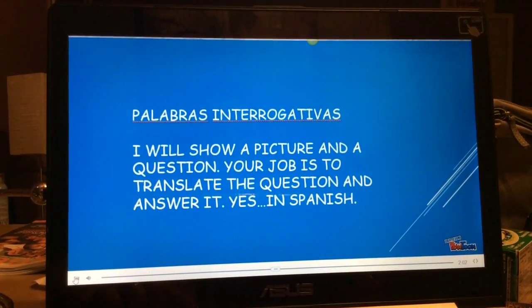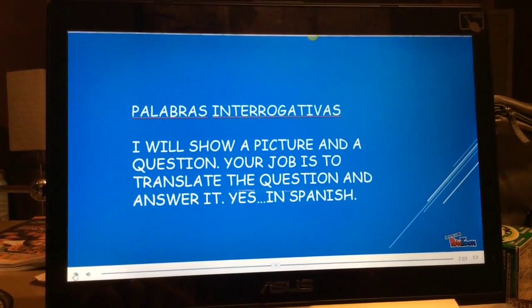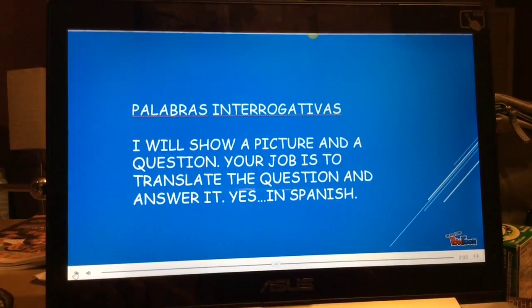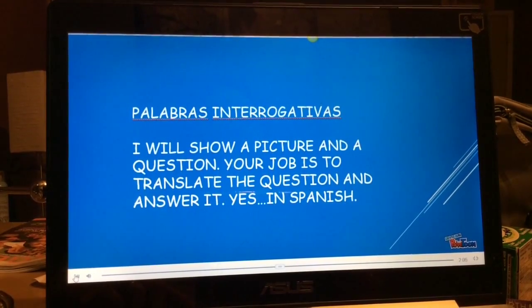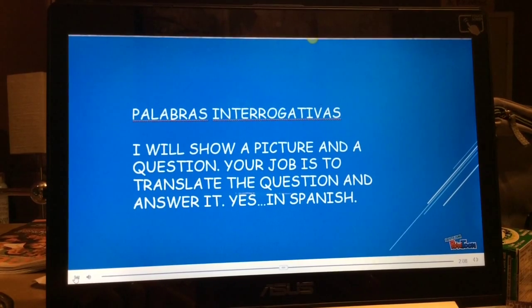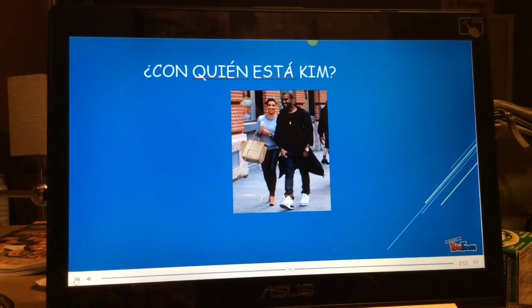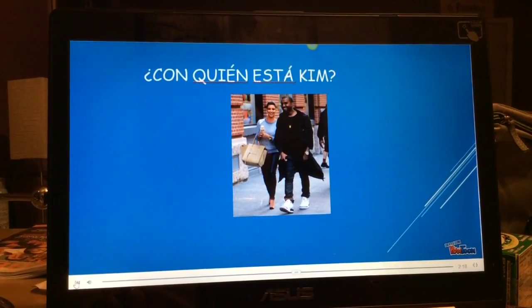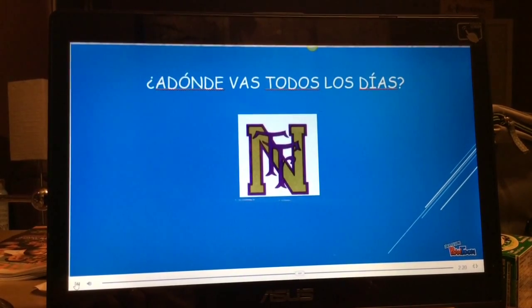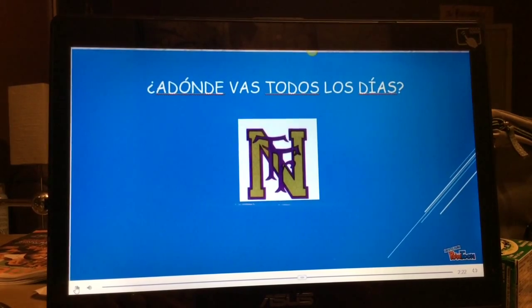In the next section, I will show you a picture and a question. Your job is to translate the question and answer it, of course, in Spanish, not like we speak any other language in this class. Número 1. ¿Con quién está Kim? So don't forget to answer these in your notebook and on the iPad device. Número 2. ¿A dónde vas todos los días?